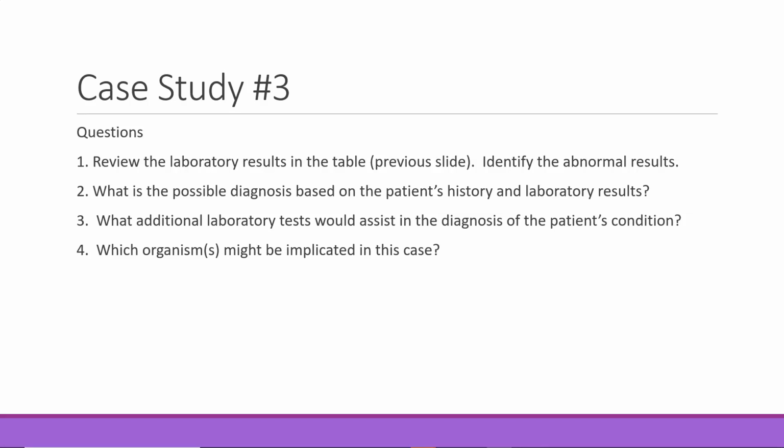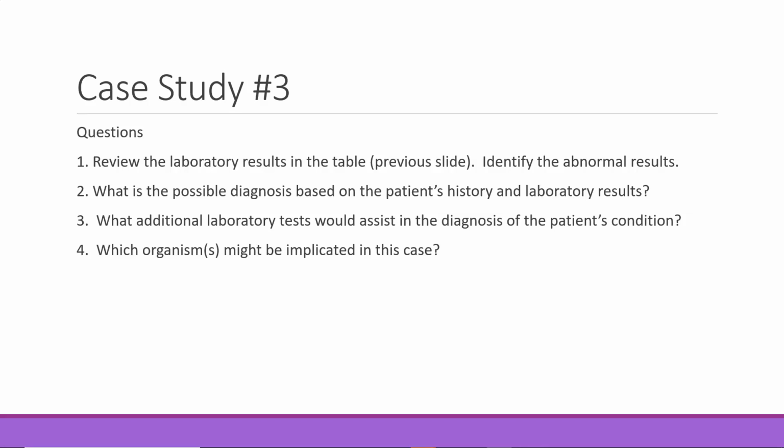All right, so for number 1, did you review the results in the table in the previous slide? There was increased WBCs and neutrophils. The increased neutrophils lead us to believe that there is in fact a bacterial infection. We saw an increased sed rate and increased CRP, which means there's a lot of inflammation, which is likely from the infection. Number 2, what's a possible diagnosis?